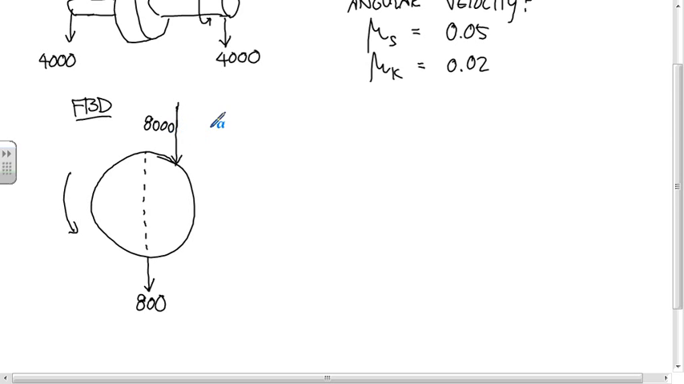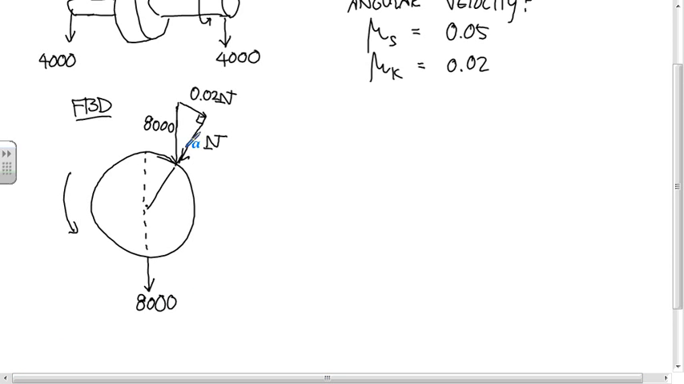And we know that that 8,000 can be broken up into a normal component and a tangential component. So this is 0.02 N. And the normal is 8,000, yes, thank you.